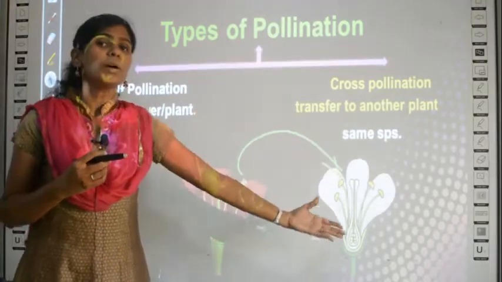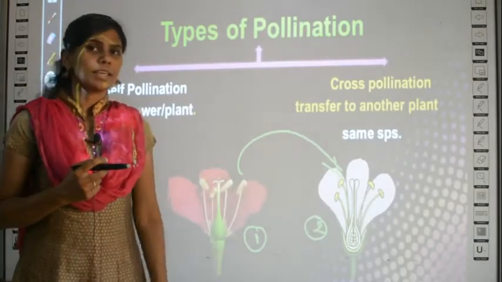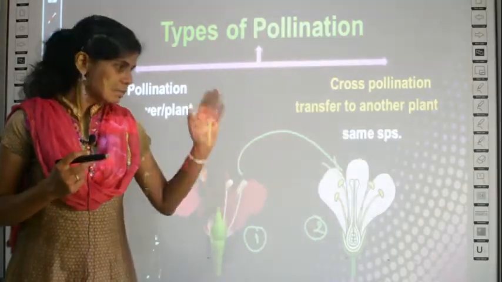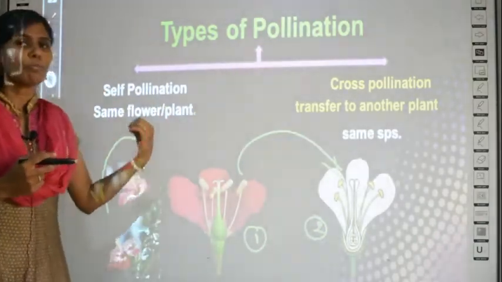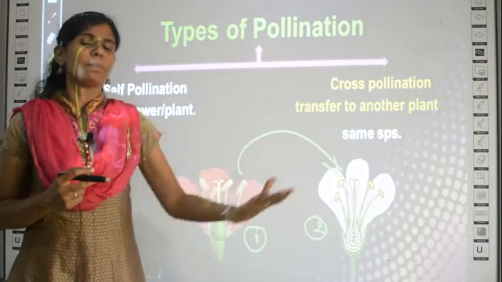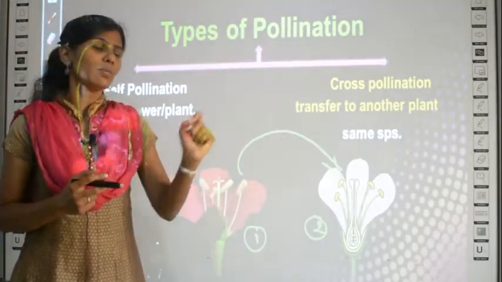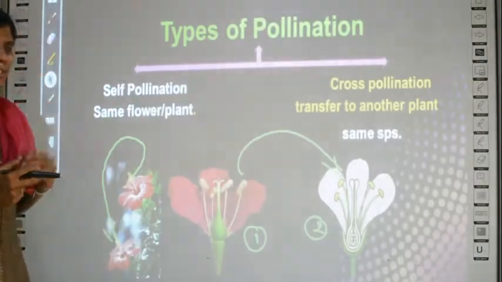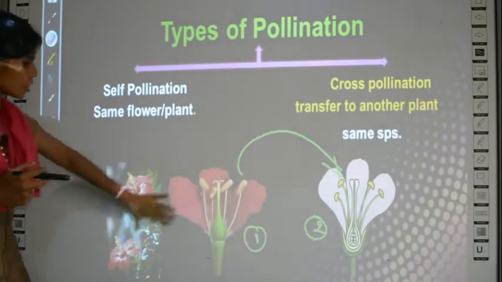This is also yet another hibiscus plant, but its flower's color is just different. That is the only difference, but still it is a hibiscus flower only. So if there is transfer of pollen to the stigma from one plant to another plant, then it is called cross pollination, provided it is within the same species. Clear? So this is about self pollination and cross pollination.